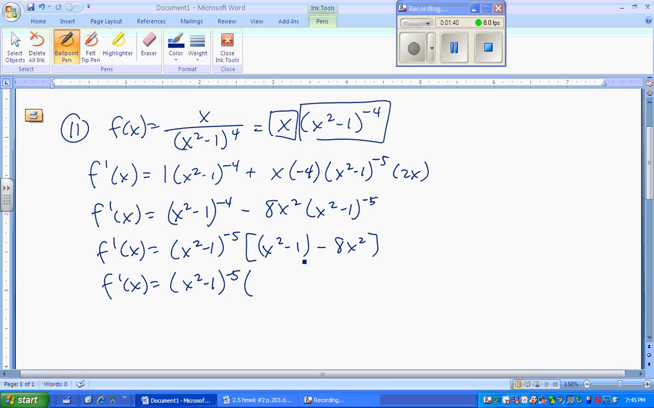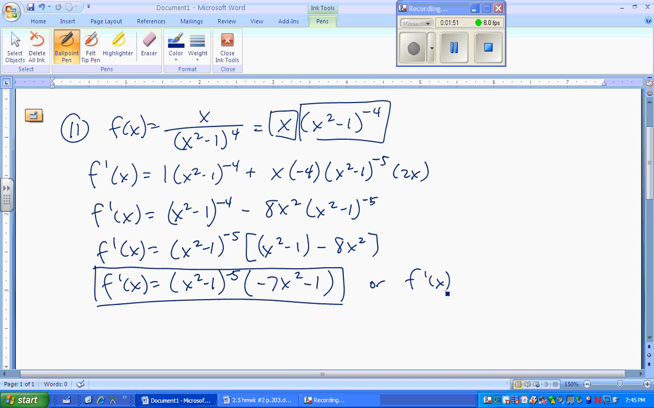So if we combine some like terms in here, we get negative 7x squared minus 1. So we could write our answer like this. Or if we use positive exponents, we get negative 7x squared minus 1 all over (x squared minus 1) to the fifth power.